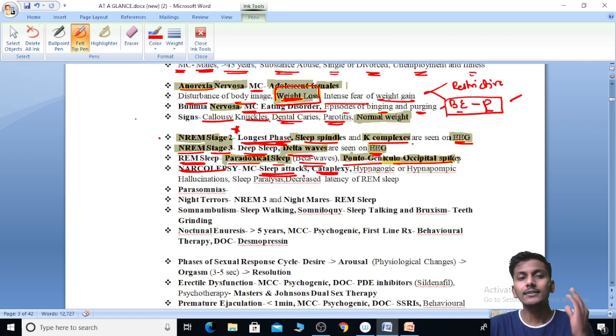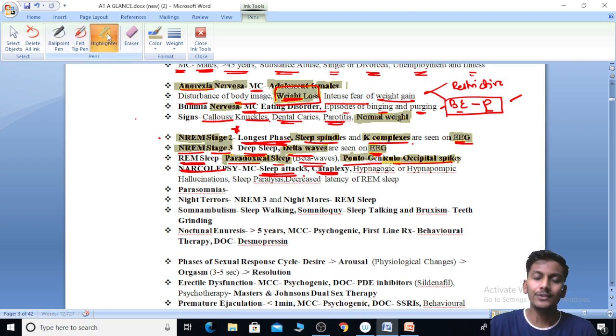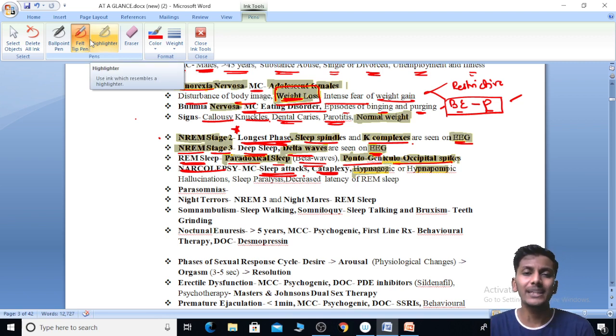Next, we can see two types of hallucinations in cases of narcolepsy, and we have already discussed that. Two sleep related hallucinations would be seen in narcolepsy, and these would be hypnagogic and hypnopompic hallucination. Hypnagogic means while going to sleep there would be hallucination, and hypnopompic means while getting up from sleep there would be hallucinations. Important feature, remember.